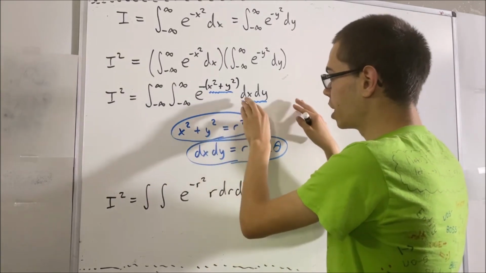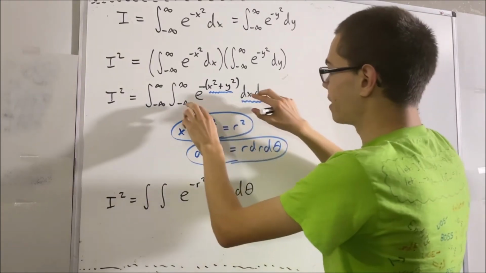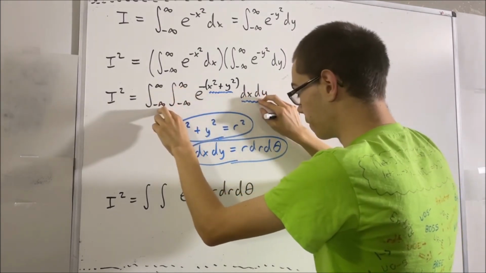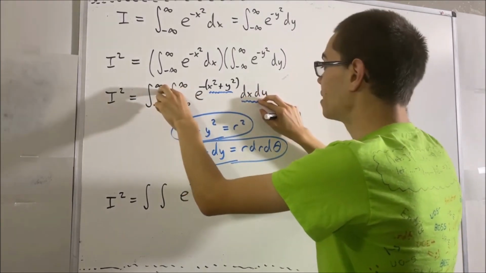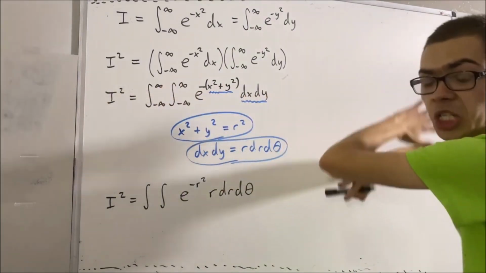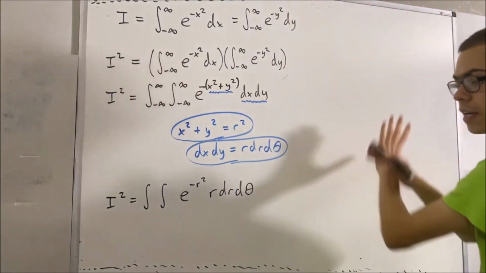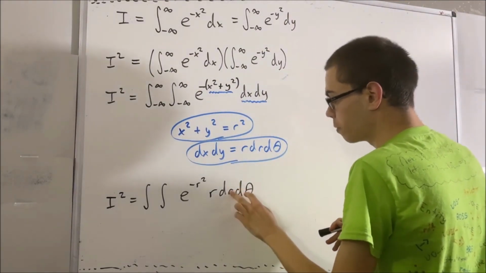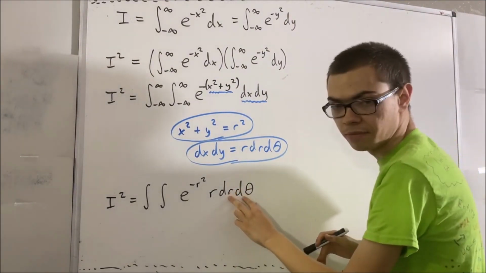Notice, when we're integrating with x and y, we integrate x from negative infinity to positive infinity, and we integrate y from negative infinity to positive infinity. What that means is we're integrating over the entire xy plane. And that's exactly what we want to do in polar coordinates. We want to make sure that we reach every point in polar coordinates.